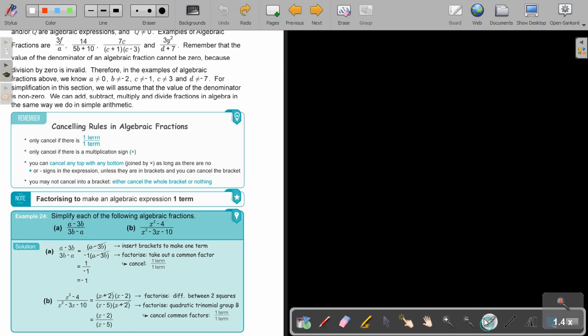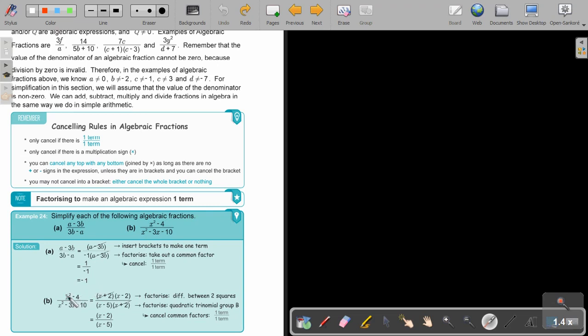Okay, the first one. Simplify each of the following algebraic fractions. Now, it's 2 terms over 2, so I cannot cancel out. But I can factorize to make it 1 term over 1 term. I take out, or in the top, I just put a bracket. Bottom, I'm taking out negative 1 in order to change the signs. And then I cancel out, and then my final answer will be negative 1.